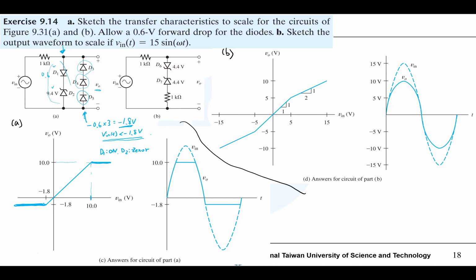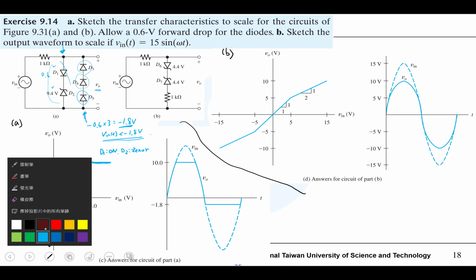So this is D5, D4, D3 is on. Oh my bad. D3, D4, D5 on. And between them all the diodes are off.